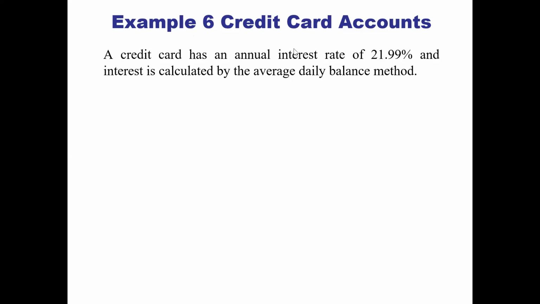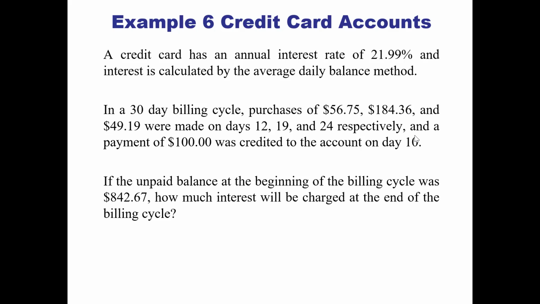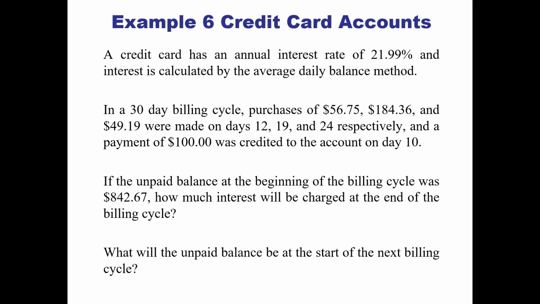So let's say we have a credit card that has an annual interest rate of 21.99%, and interest is calculated by the average daily balance method. In a 30-day billing cycle, purchases of $56.75, $184.36, and $49.19 were made on days 12, 19, and 24 respectively, and a payment of $100 was credited to the account on day 10. If the unpaid balance at the beginning of the billing cycle was $842.67, how much interest will be charged at the end of the billing cycle? And then what will the unpaid balance be at the start of the next billing cycle?